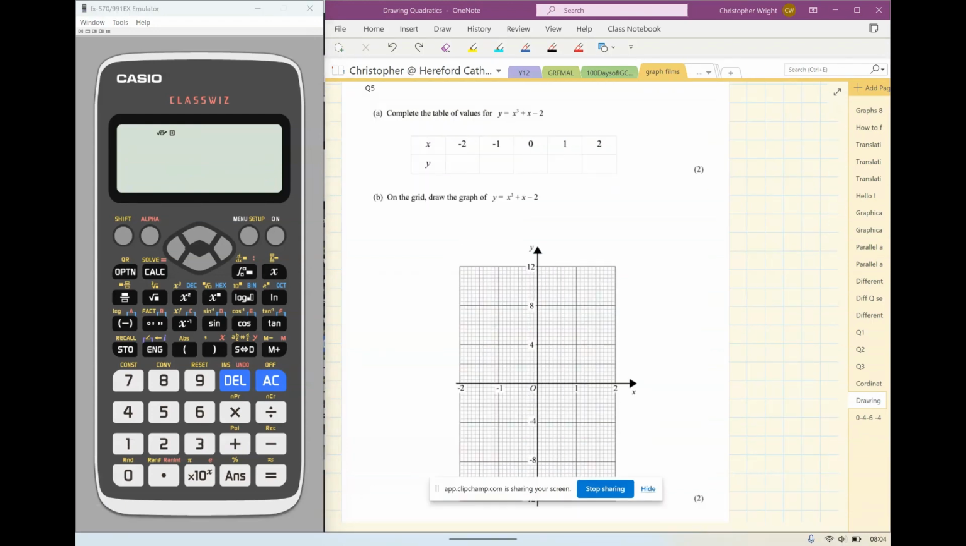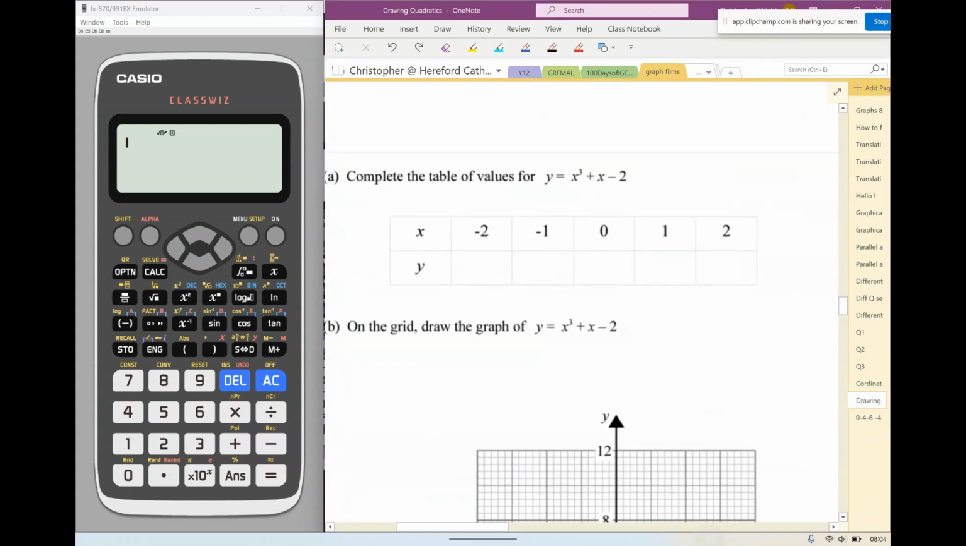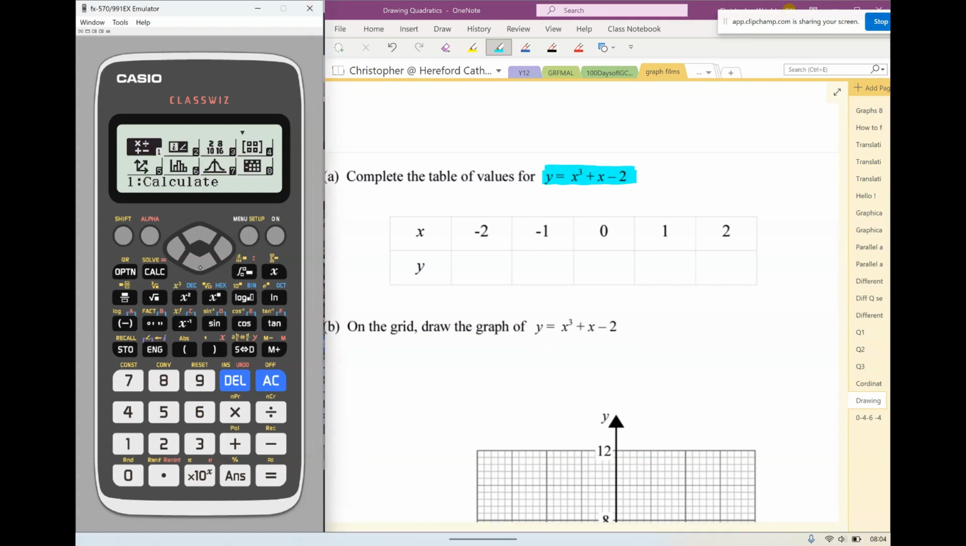Question 5. Right, in question 5, I have to complete the table of values for this function here. It's a cubic this time. So to my calculator, menu, and choose the table option, which for me is number 9. Right, what is my function here? Well, it's x cubed. So alpha, get that x in, and x to the power of 3, plus an x, minus 2. Now check you've put it in correctly before you press equals.